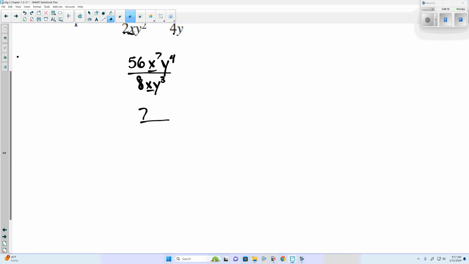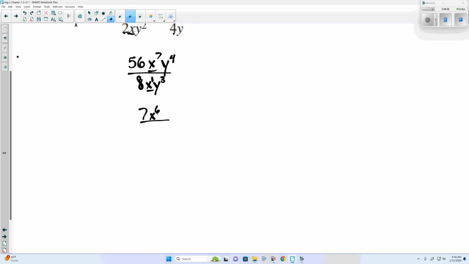Now when we divide two like bases, we subtract the exponents. So our 7 minus 1 is 6. If it's bigger on top, it stays on top. If it's bigger on bottom, it stays on bottom.